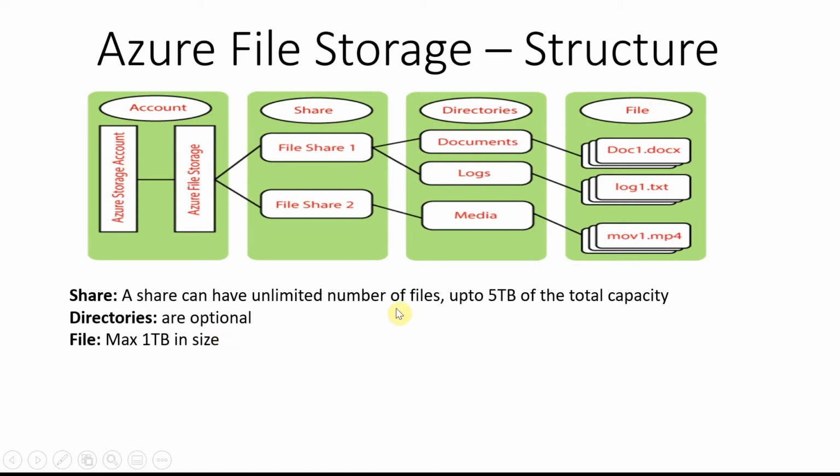And then here, the capacity is up to 5 TB in one share. You can max out at 5 TB per share, but you can create as many shares as you want. Of course, directories are optional. You can create a file directly in the file share also. And then the max file size is 1 TB. That is the limitation.